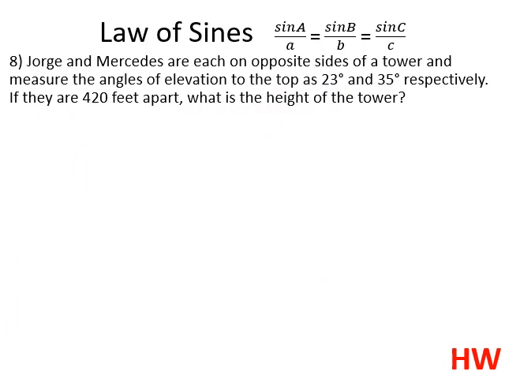All right, so let's look at a word problem. Now, if you remember, we did word problems, angle of elevation and angle of depression, and we said you cannot use law of sines and law of cosines. Well, now you can. And so let's look at this example. This is a similar example that we saw in the previous chapter. Jorge and Mercedes are each on opposite sides of a tower and measure the angle of elevation to the top as 23 degrees and 35 degrees respectively. If they are 420 feet apart from each other, what is the height of the tower?